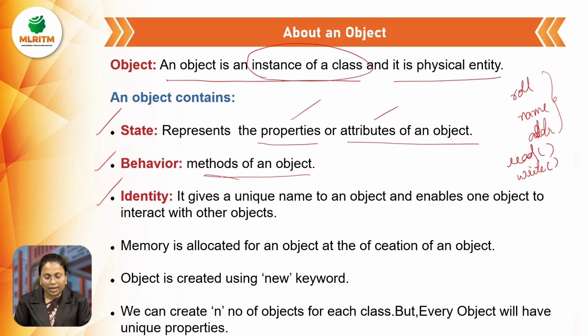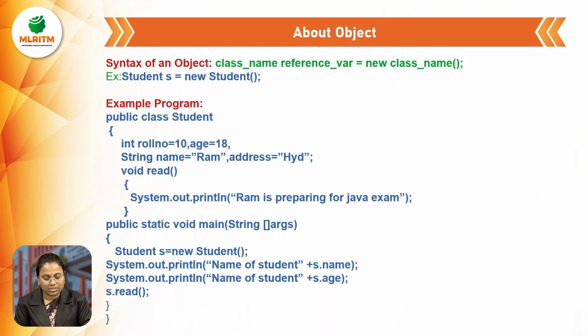Next, how can we instantiate an object? How can we instantiate a class? Through the new keyword. How can we create an object? With the help of the new keyword. Previously, I have taken the C. This was the syntax of an object.